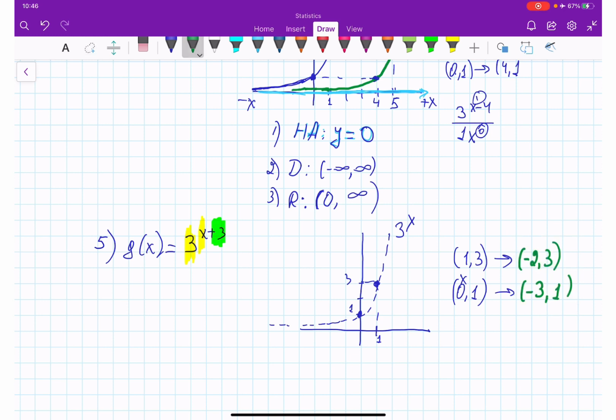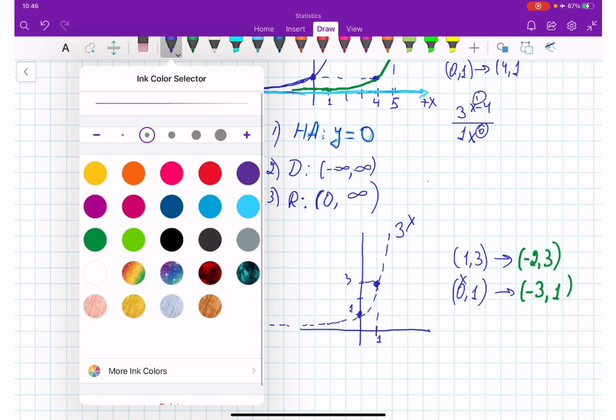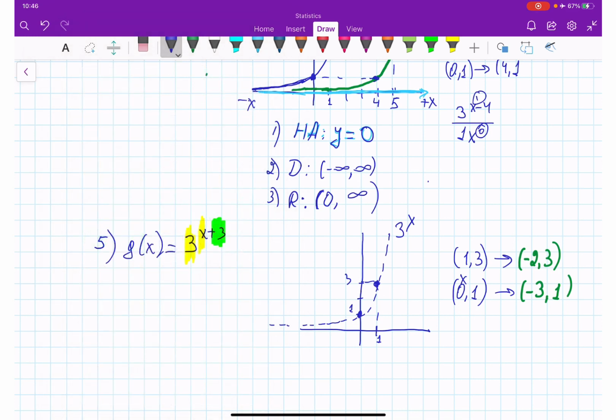This is our new coordinate, which is going to be, let me see, negative 2 and 3. So this is negative 2. And coming here, 3, 1 point. And the other one is going to be negative 3. Here is negative 3 and positive 1. So 0, 1 becomes negative 3 and 1.